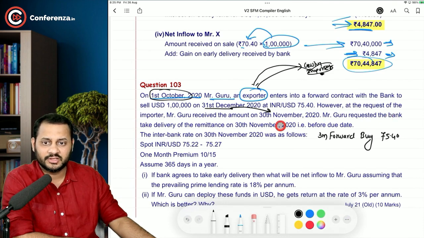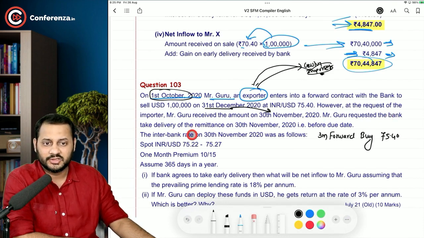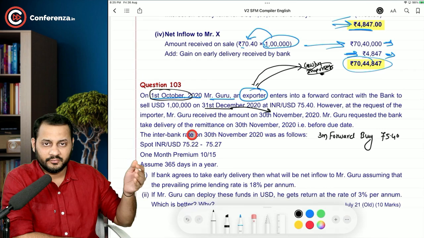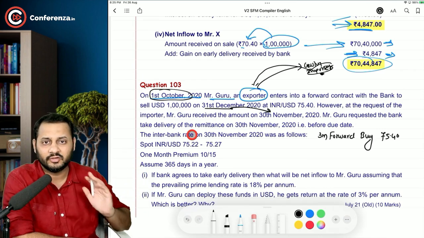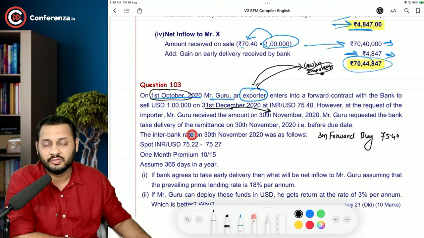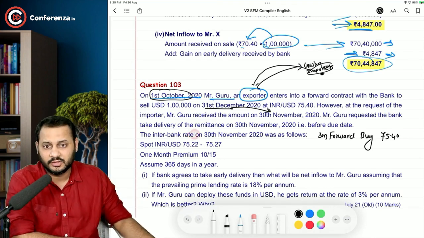Mr. Guru requested the bank to take the delivery. Mr. Guru said that instead of buying at the end of 3 months, buy it at the end of 2 months itself. I will sell it to you. He said that to the bank. Okay.